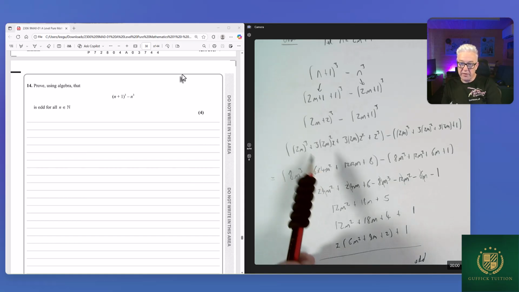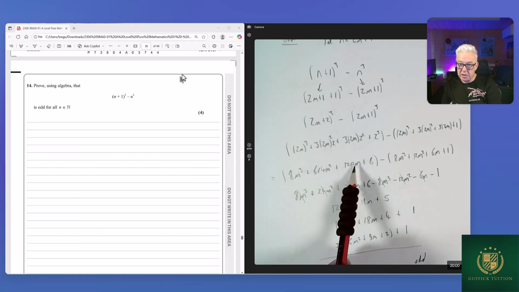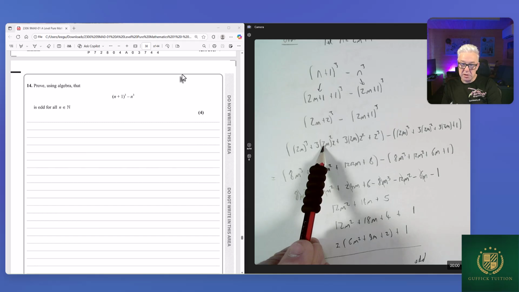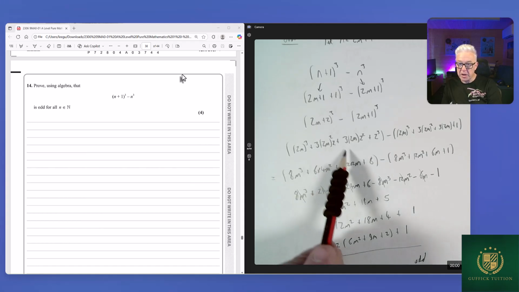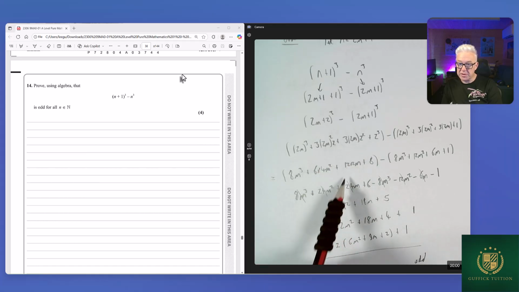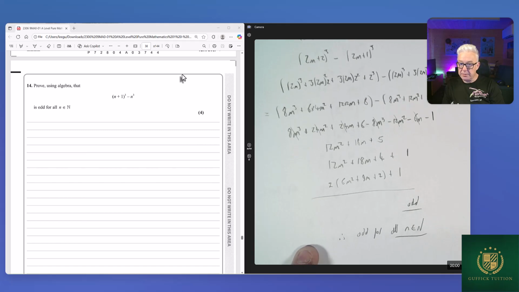simplify everything. So we just work out what all of those terms are. So 3 times (2m) squared is going to be 3 times 4. So it's going to be, and then there's another 2 there. So that ends up as being 6 times 4. So that's 24. This one is going to be 3 times 4 times 2. So it ends up as 24 as well, and so on. And then we collect like terms, and we end up with 12m squared plus 18m plus 5.